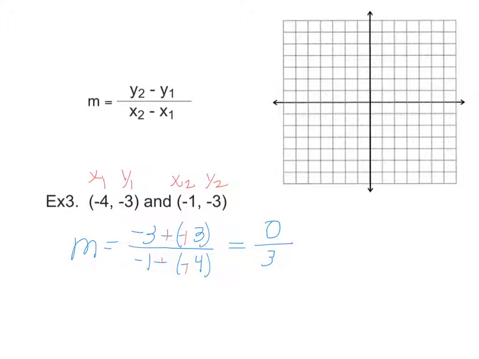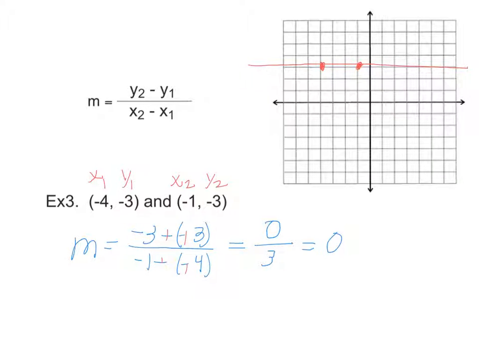Now 0 divided by any number is 0. So I have a slope of 0. Let's see what that looks like. Here's my first point. Here's my second point. So to have a 0 slope tells you that the line is horizontal. It's not going up or down at all, just completely flat.